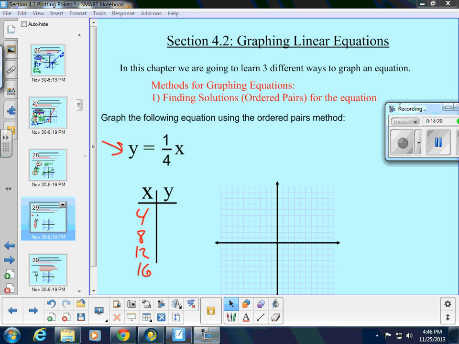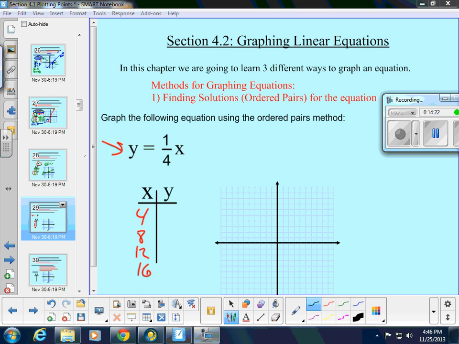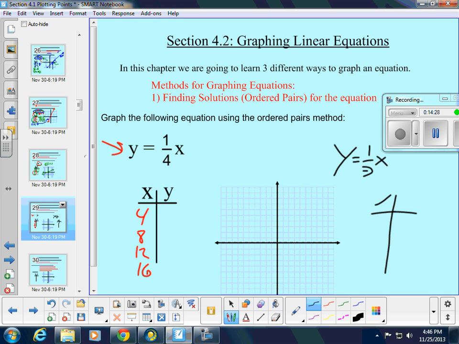Let's say the problem was y equals 1/3 x. Then what kind of numbers would I pick out for x? Usually we pick numbers like 0, 3, 6, 9, 12. We should pick numbers that are divisible by 3. So that's just a little tip that may help you when you're graphing with the ordered pairs method.